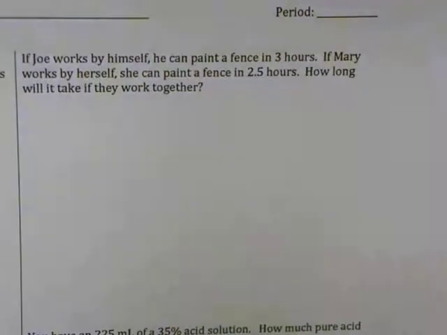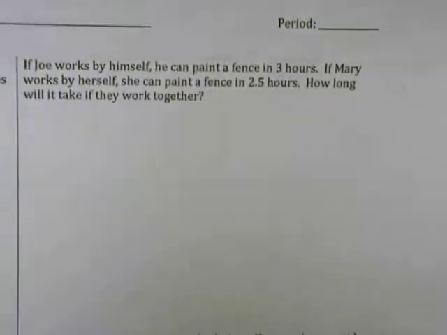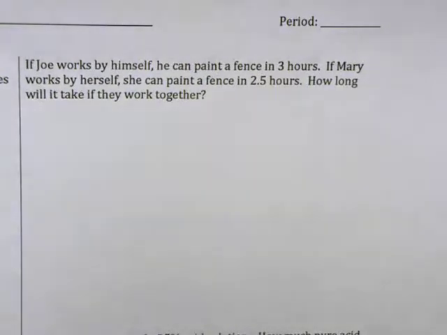This is the third video in a series of videos on rational equations. In this particular video we're going to take a look at a word problem. It says that if Joe works by himself he can paint a fence in 3 hours. If Mary works by herself she can paint a fence in 2.5 hours. How long will it take if they work together?